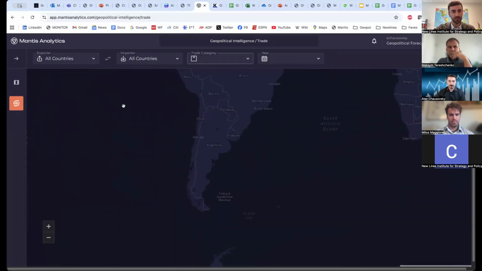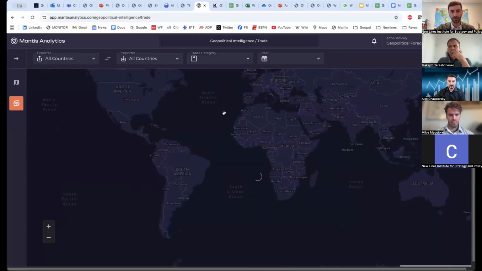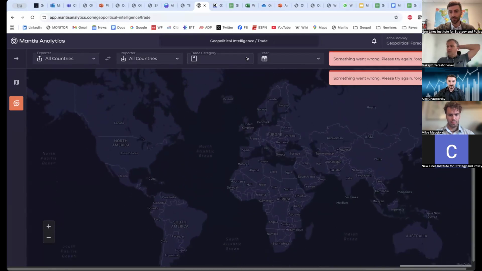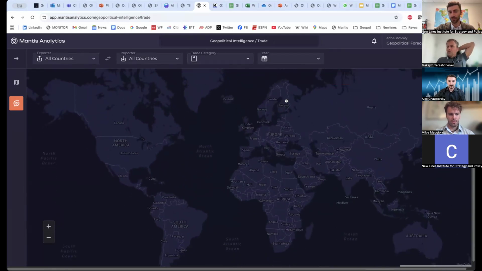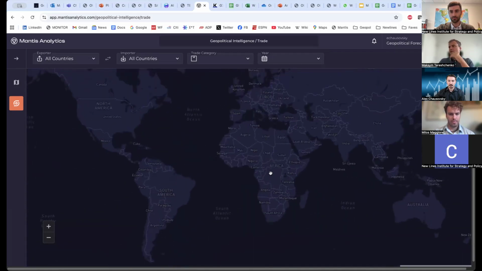And I may need some assistance here. One moment, see if this works. Nope, it's not sharing for some reason. So maybe Milos, if you don't mind sharing your screen and pulling up the trade feature. Right on, just give me one second for that. Evgeny, I think you need to just re-log in the platform.